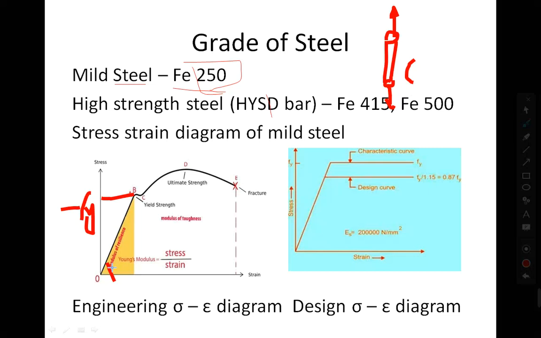Beyond Fy, the stress strain curve is non-linear, and it reaches the ultimate strain. After that, the load is falling down, which means it does not carry the load. That is why the strength is reducing, and finally fracture occurs. That is the ultimate strength.